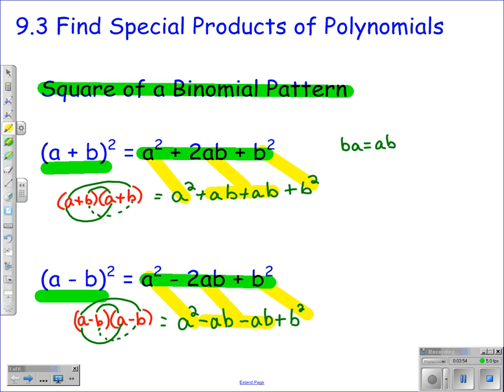Please notice that since we have a positive here in this problem, we are also going to have a positive in our first part of our trinomial. Here we have a negative. We are going to have a negative in our trinomial here that it is equal to.